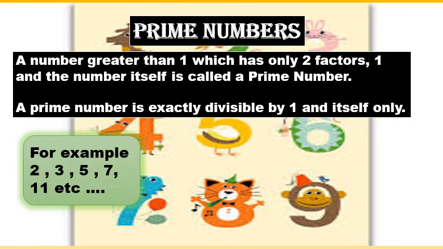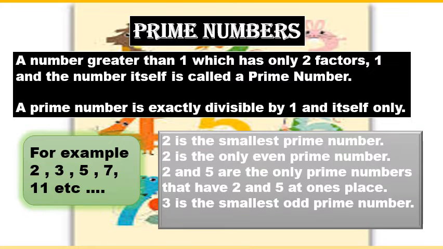For example, 2, 3, 5, 7, 11 and so on. These are the numbers which come only in their own table and no other table. Out of these, 2 is the smallest prime number and 2 is the only even prime number. No other even number is prime.